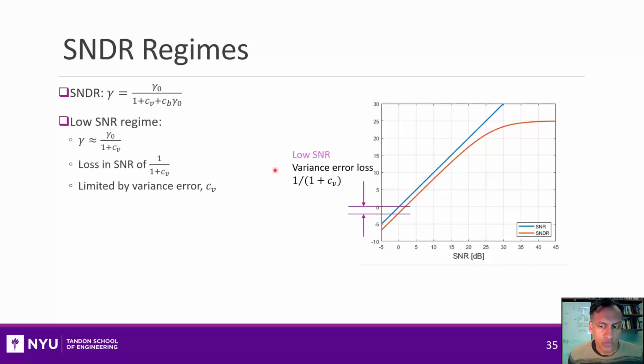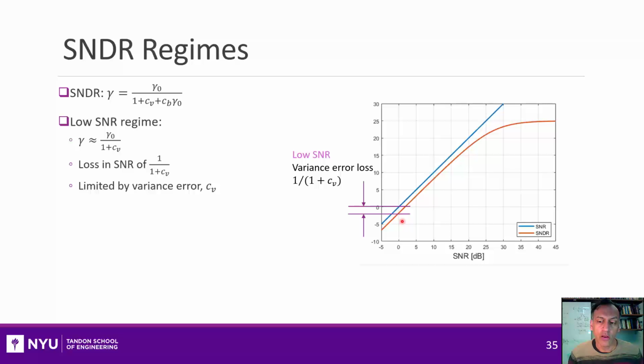The first regime is what you could call the low SNR regime. In the low SNR regime, this term, the CV times gamma naught, becomes small. And then you just get gamma naught divided by 1 plus CV. So what you see here in this low SNR regime is that the effective signal-to-noise and distortion ratio decreases; the distortion effectively decreases the SNR by this factor 1 plus 1 over CV. In other words, this CV, remember, is coming from the variance error. So in the low SNR regime, you're getting a penalty from the variance error.